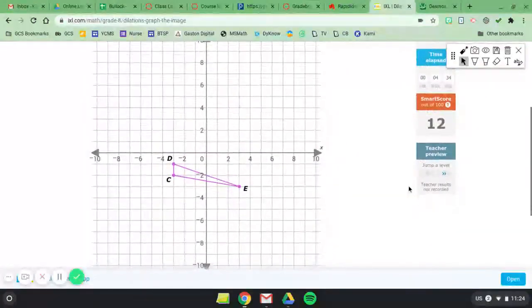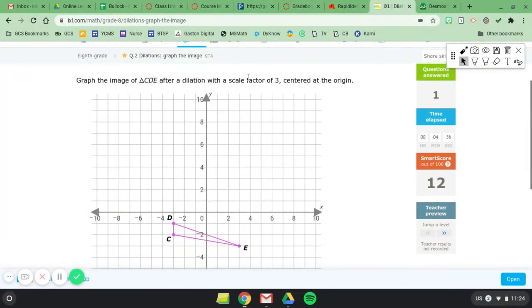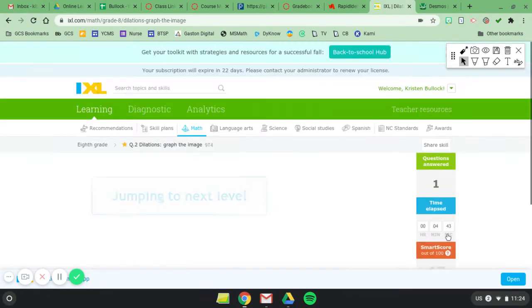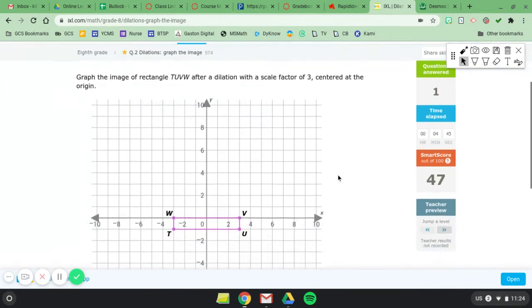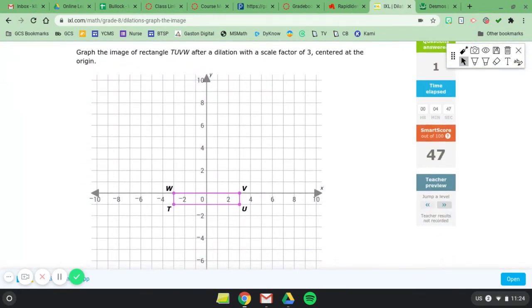All right, and like I said, this one has a scale factor of 3. It's going to get 3 times as big. And like I said, I would write out these points just to make sure you're keeping your numbers straight. So this one, I jumped a level. It doesn't look a ton different. So let's look at this one.